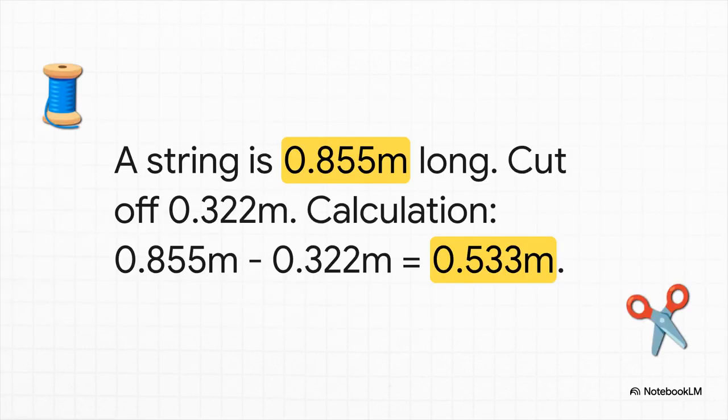Finally, let's put this straight into action with a real-world problem. Imagine a piece of string is 0.855 meters long, and you snip off a piece measuring 0.322 meters. How much is left? Using the exact same column method we just practiced, we subtract to find 0.533 meters remaining. Spot on. You're completely ready for your next maths challenge now.